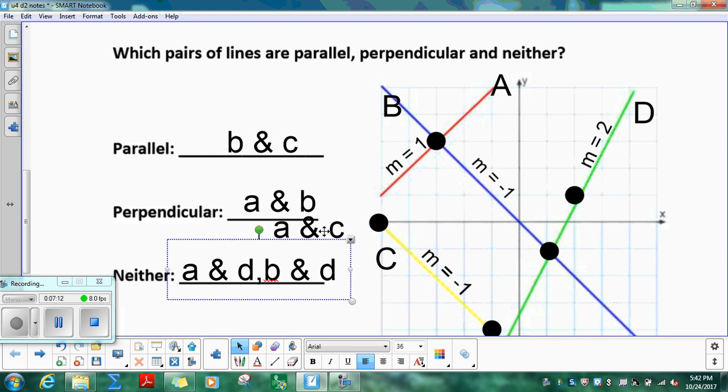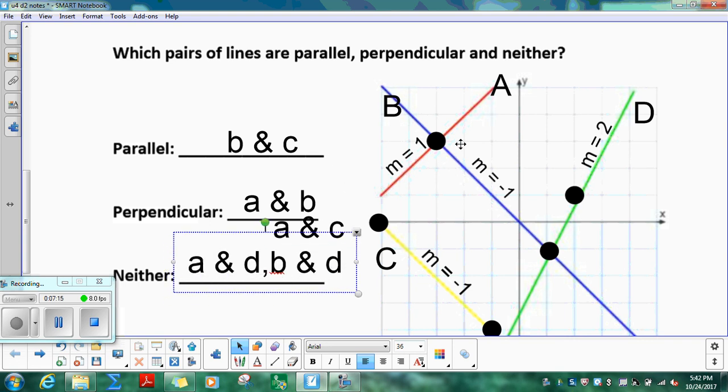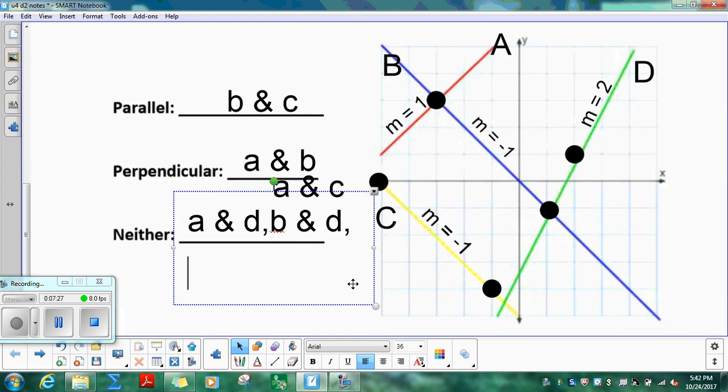And then, let's see, C is parallel to B, but perpendicular to A. And again, it has nothing going on with D. So C and D are neither. And then D, we went through there. It's just nothing. It's not perpendicular or parallel to any other line.